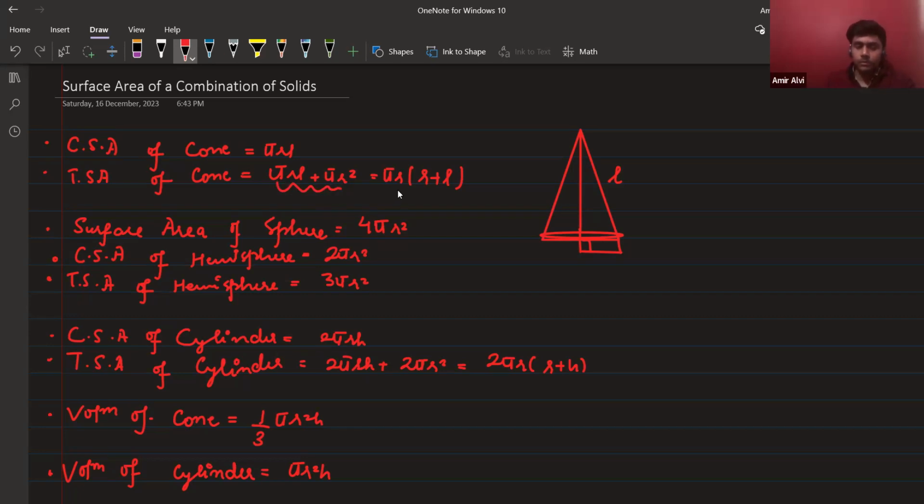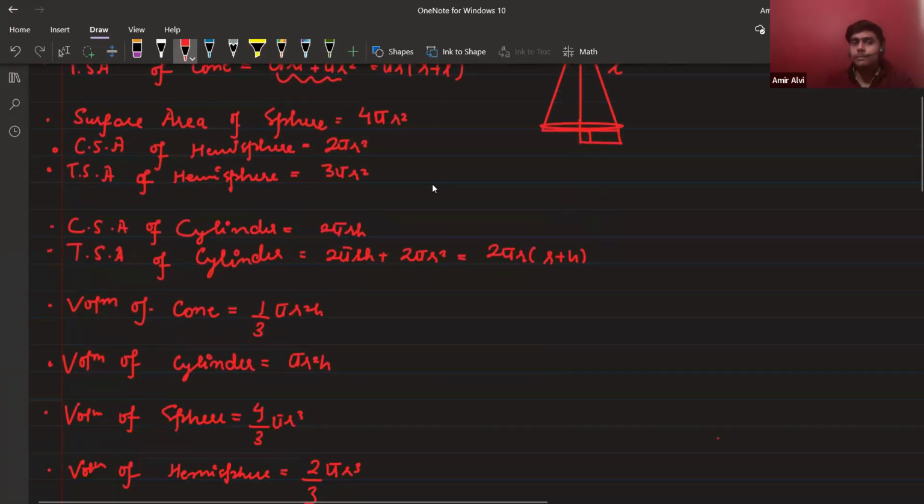Very good. It can also be written as pi r into (r plus l). Just take pi r common here and r plus l will be left in the bracket. Clear? Next is the surface area of a sphere.